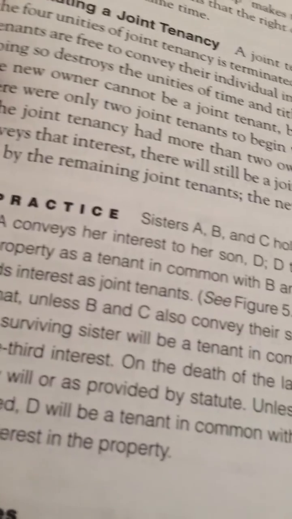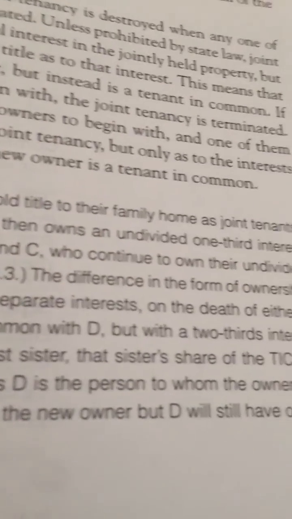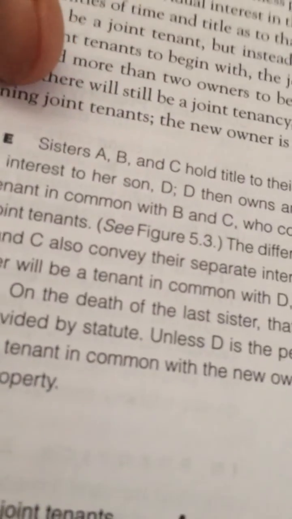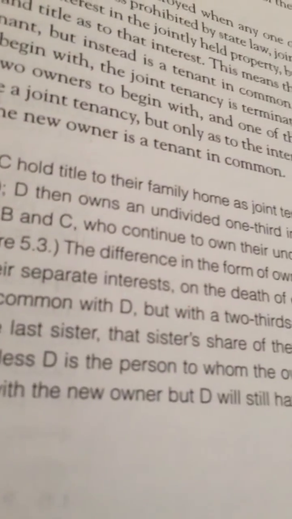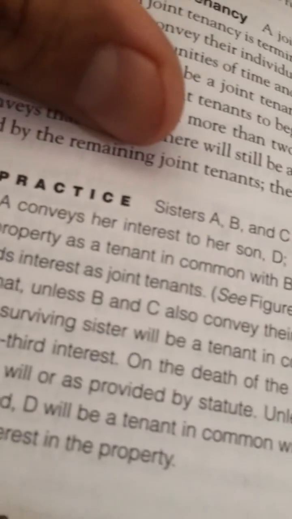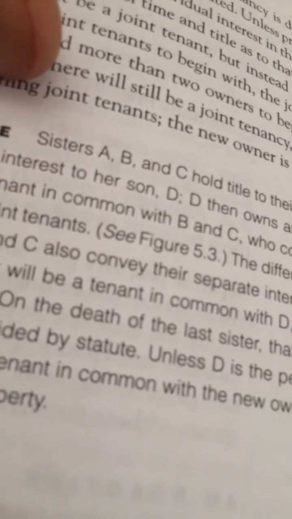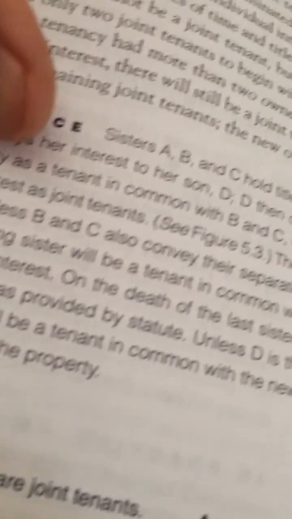In practice, sisters A, B, and C hold title to their family home as joint tenants. Sister A conveys her interest to her son, D. D then owns an undivided 1/3 interest in the property as a tenant in common with B and C, who continue to own their undivided 2/3 interest as joint tenants.